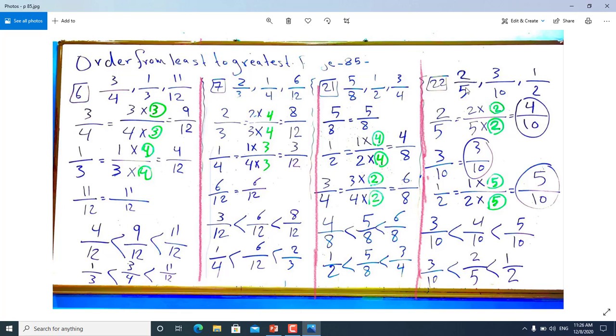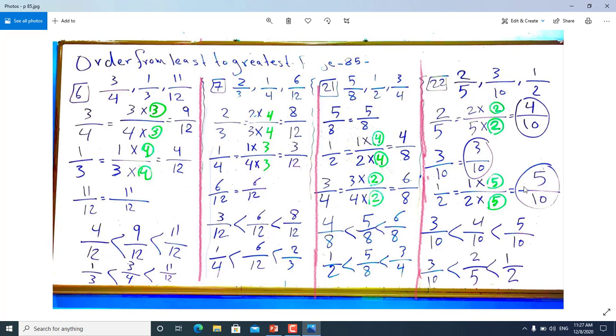From there we have 2 over 5, 3 over 10, 1 over 2. We make them the same denominator by multiplying this 5 by 2, we get 10, and this 2 will be multiplied by 5, also making 10. So from there we have 2 over 5. 5 times 2 is 10, also we multiply the numerator by 2, it's 4. And 3 over 10 we leave it because it's already 10. And from there we have 1 over 2. 2 times 5 is 10, and 1 times 5 we get 5.